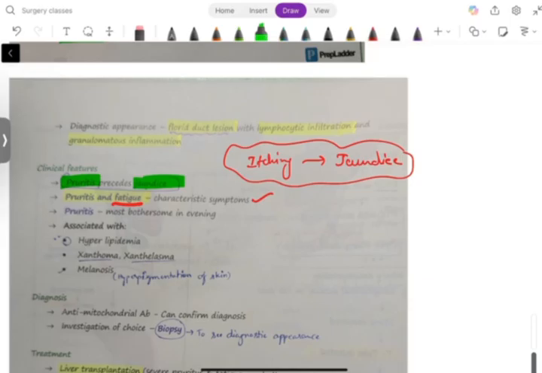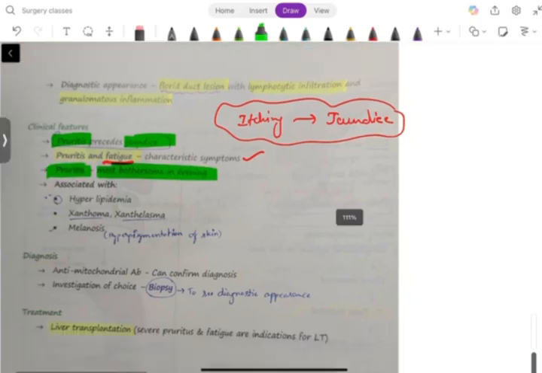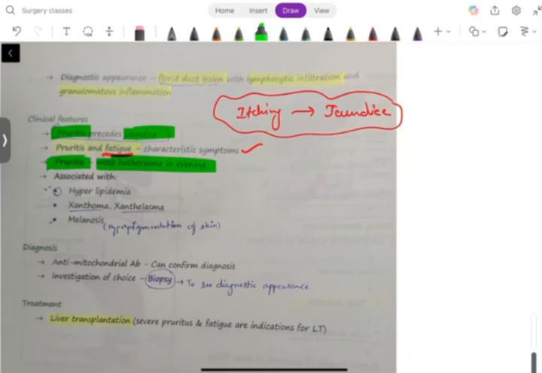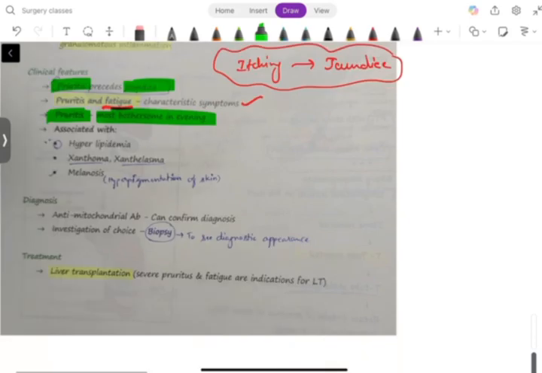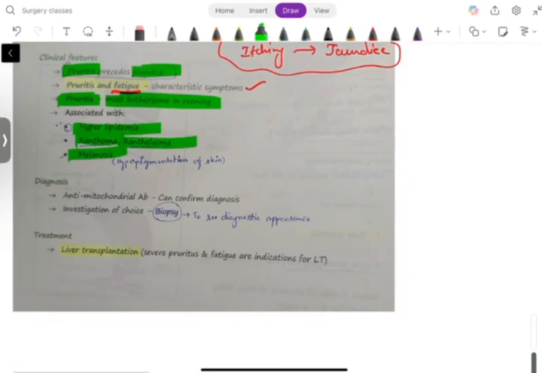Most common is pruritus and this is the most bothersome in the evening. As the immune system starts acting more in the evening, there will be more pruritus and hence more itching. Okay, what are the associated features? It is associated with hyperlipidemia, xanthoma or xanthelasma, and melanosis. These are all other symptoms we can say.